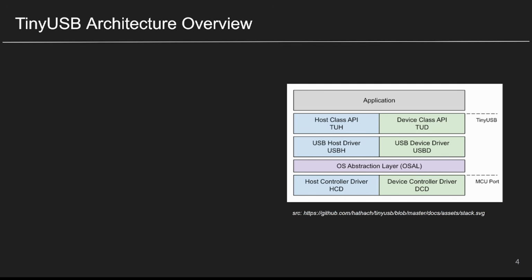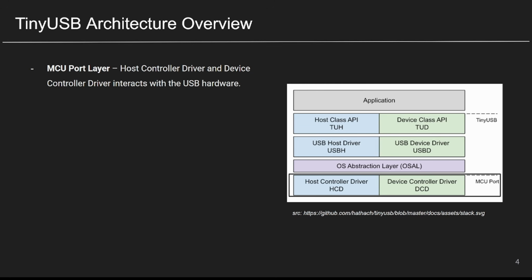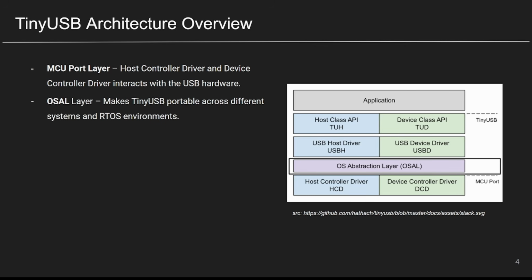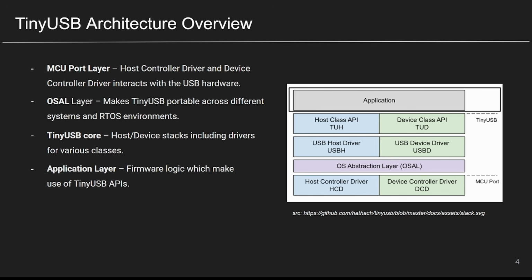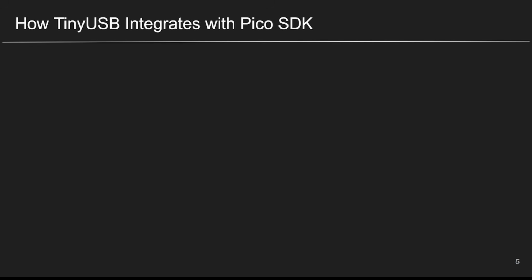Now let's peek under the hood at TinyUSB architecture. At the bottom we have the MCU port, which includes the host controller driver and the device controller driver, and directly interacts with the USB hardware. Above that sits the OS abstraction layer, which makes TinyUSB portable across various systems and RTOS environments. Next, we reach the TinyUSB core, which provides host and device stacks, including USBH and USBD drivers and class APIs like TUH and TUD, for features such as CDC, MSC, and HID. And finally, at the top, there is the application layer where your firmware logic lives and interacts with the TinyUSB API.